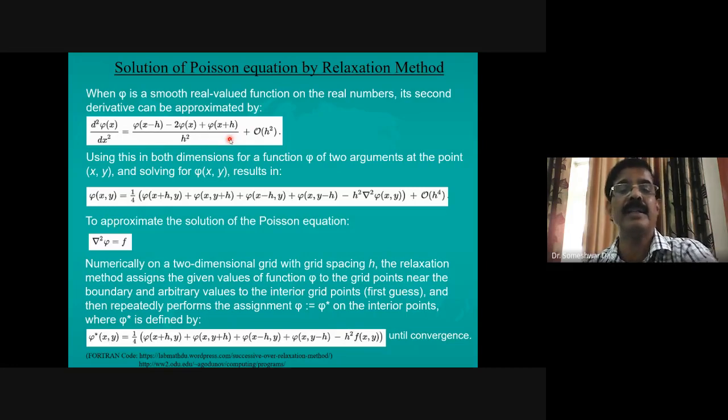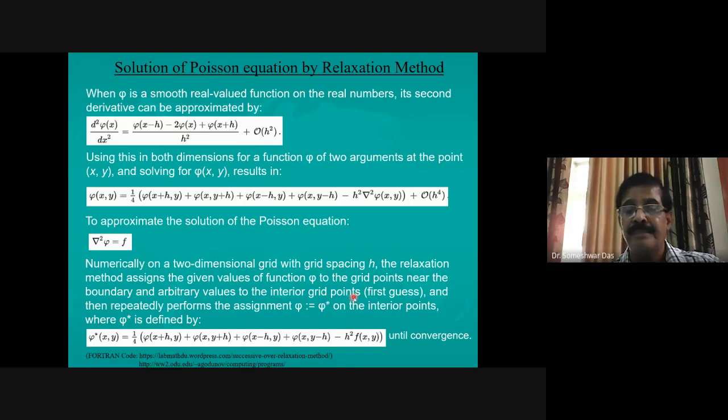Now substitute this with this plus the second term, that is d square psi by dy square also is there. That two terms, sum of that is equal to zeta, the vorticity. So the new value phi x, y is equal to 1/4 of all this, and this is what you will get after substituting: minus h square del square phi x, y, and plus the remaining terms of the order of h to the 4. Now to approximate the solution of the Poisson equation numerically on a two-dimensional grid with a grid spacing h, the relaxation method assigns the given value of function phi to the grid points near the boundary and arbitrary values to the interior grid points.